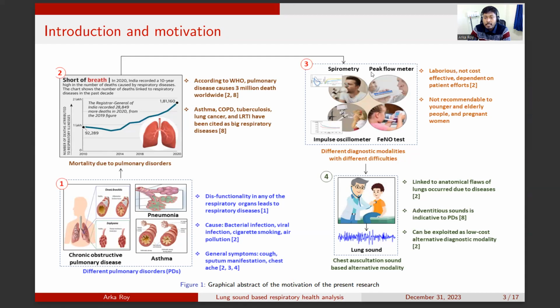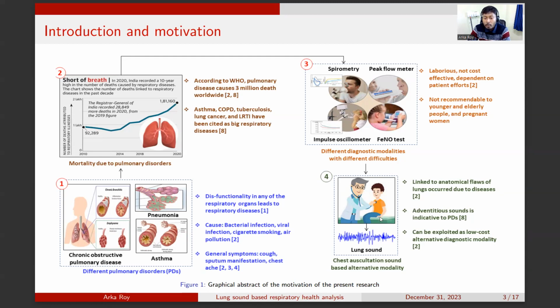So what are the existing diagnostic modalities to assess respiratory diseases? They include spirometric measurements, peak flow meter based measurements, phenotype tests, sputum tests, etc. However, most of these processes are highly laborious. They are not very cost effective, and at the same time we cannot recommend all these tests to a wider range of age groups. So we need an alternative diagnostic modality by which we can assess these abnormalities in the respiratory system.